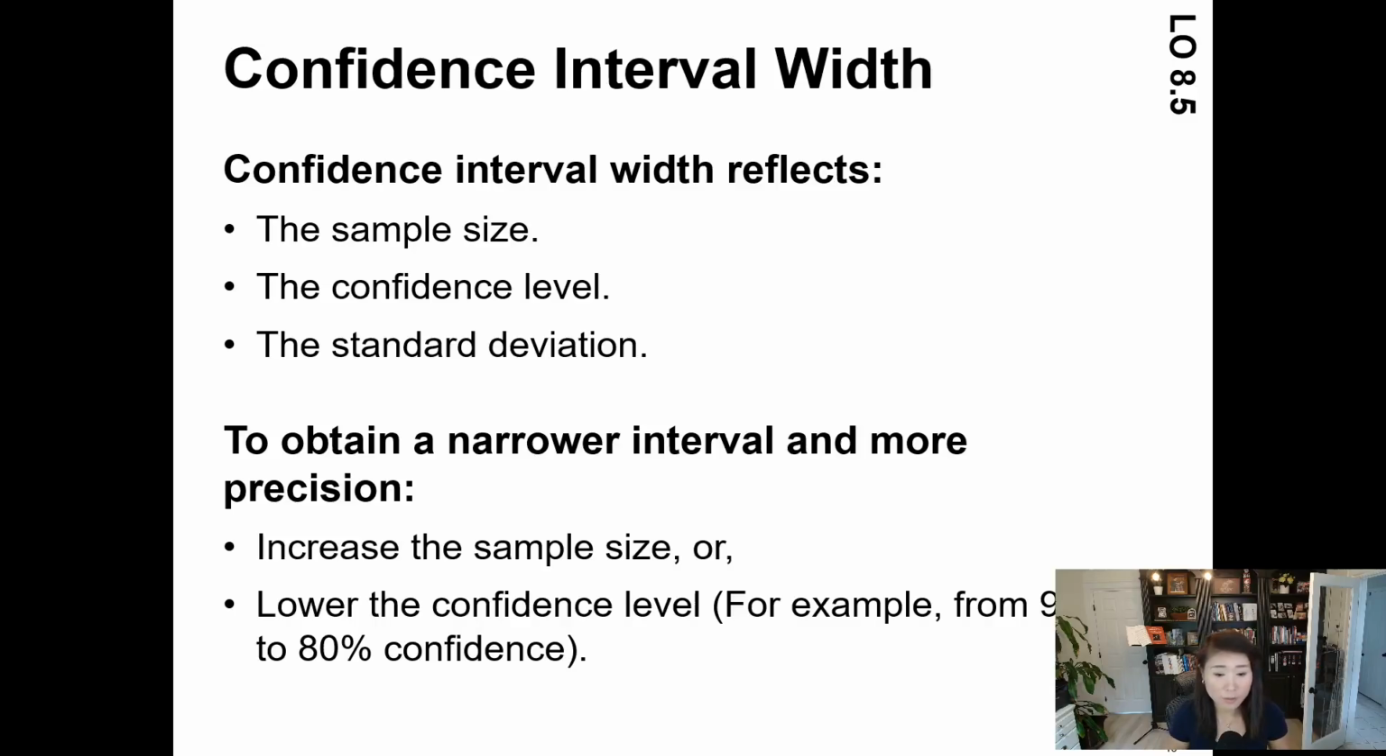So again, to obtain a narrower interval, or more precision, the narrower, the more precision, you just need to increase the sample size and or lower the confidence level. Okay, lower the confidence level from 90% to 80%. They all are able to narrow your interval.